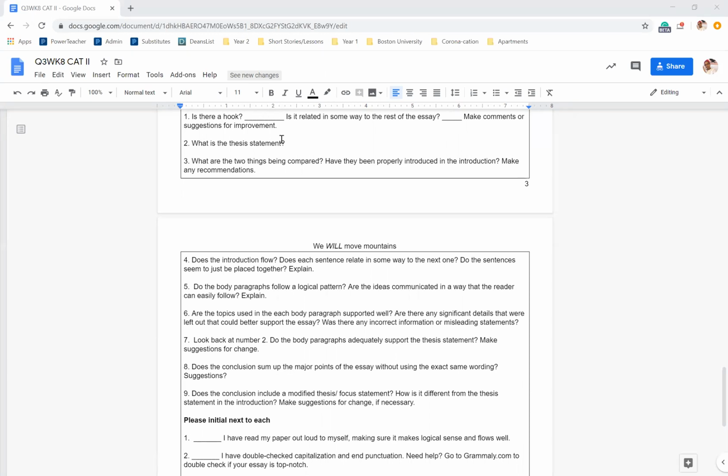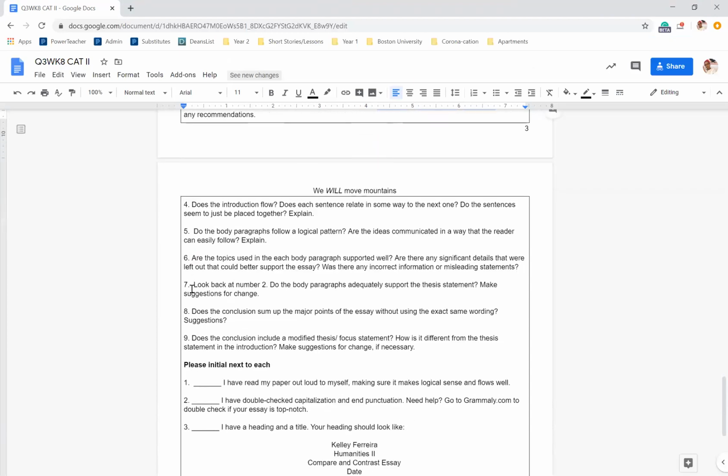Do you have a thesis statement? What are the two things being compared? Have they been properly introduced in the introduction? Because you need to make sure in your introduction you have answered the question and given me some type of explanation so you can go on further in the rest of your essay. Does the introduction flow? Does each sentence relate in some way to the next one? Do the sentences seem to just be placed together?